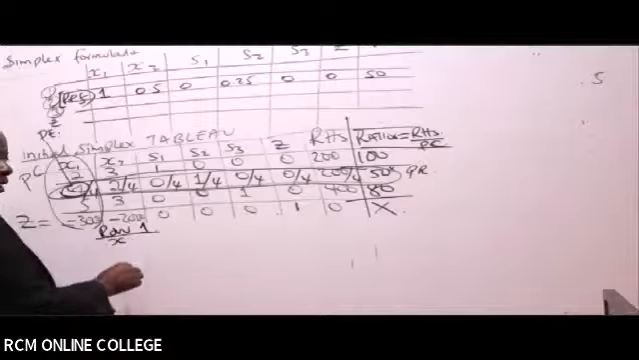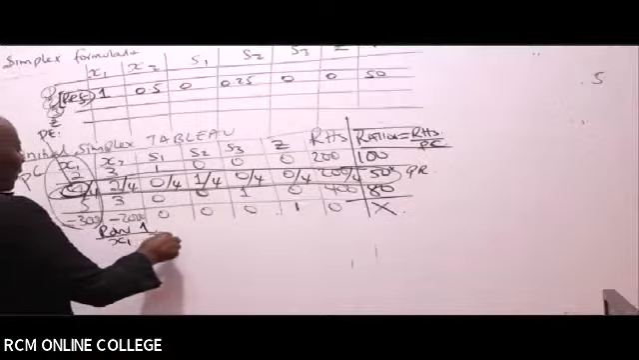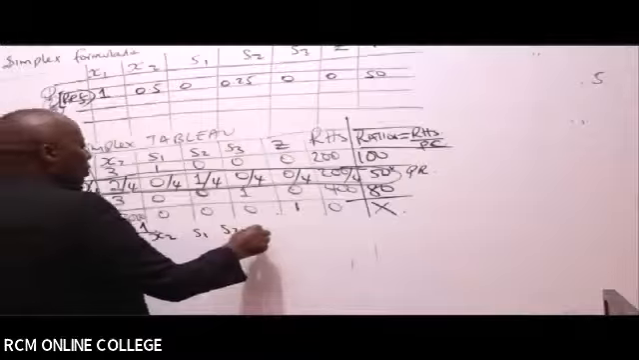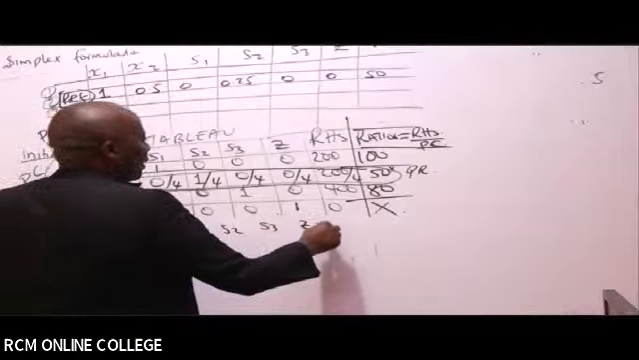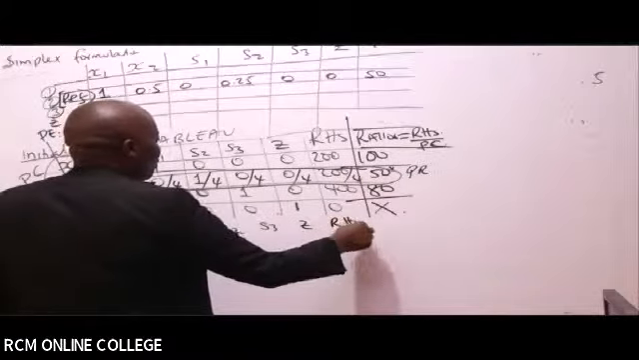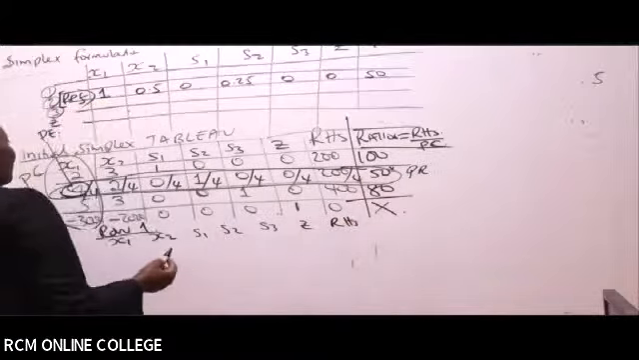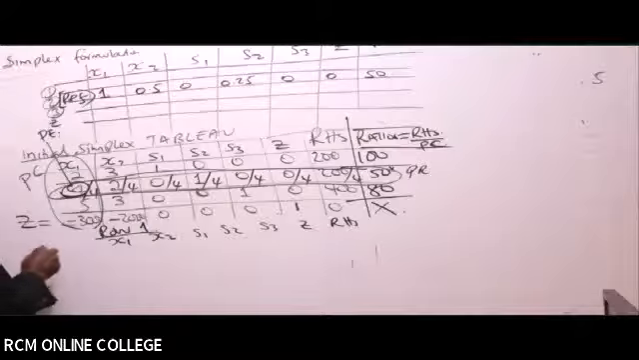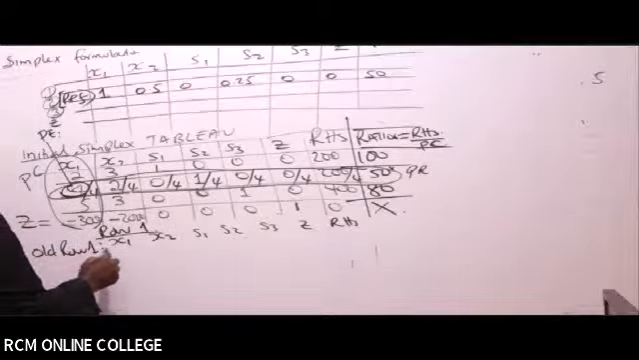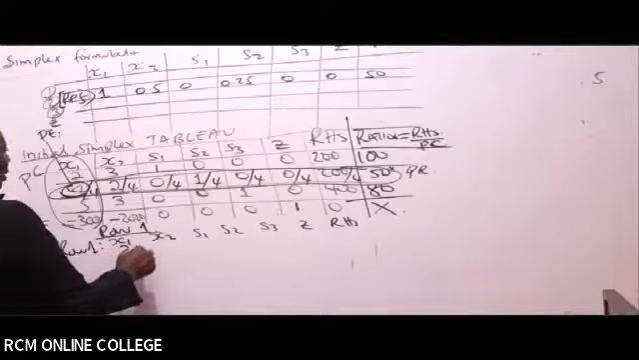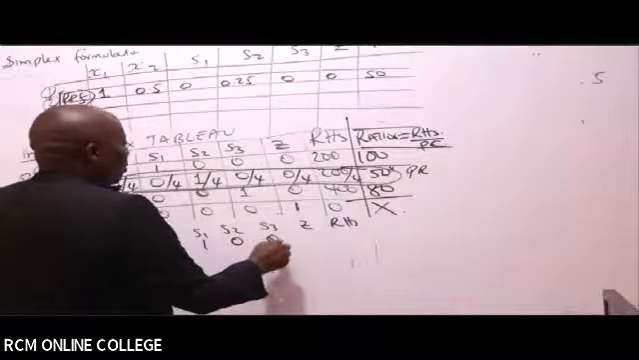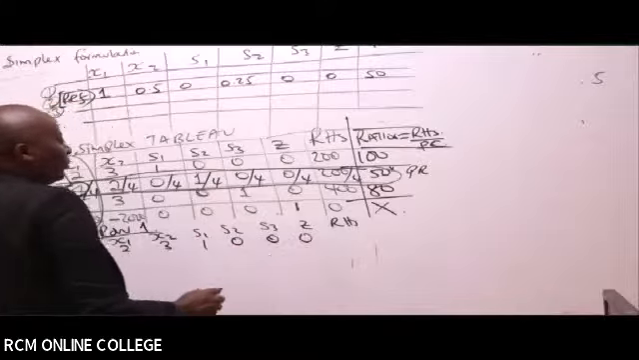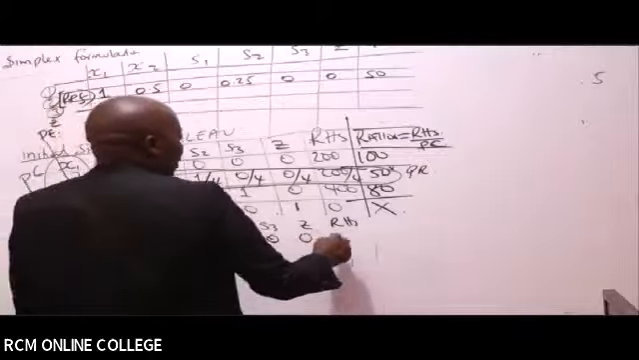Of course we have here x1, x2, s1, s2, s3. Then we have z if you wish, then the right hand side. If you wish, you can write them. So you take the old row 1. What do we have here? We have 2, 3, 1, 0, 0, 0. And then we have 200.